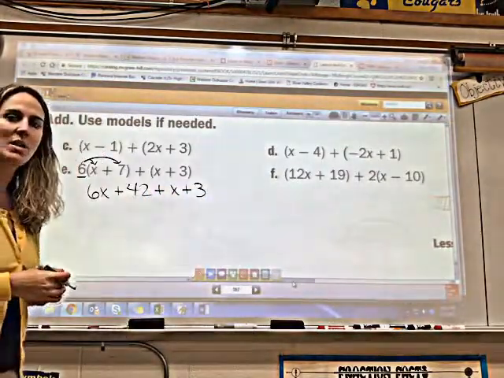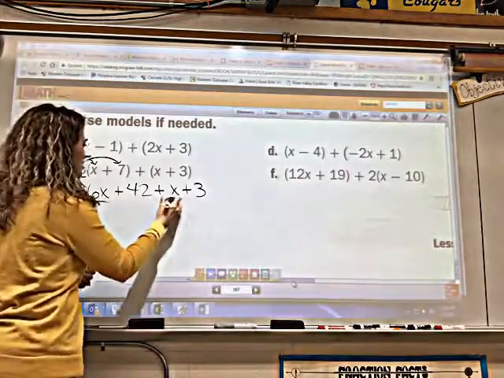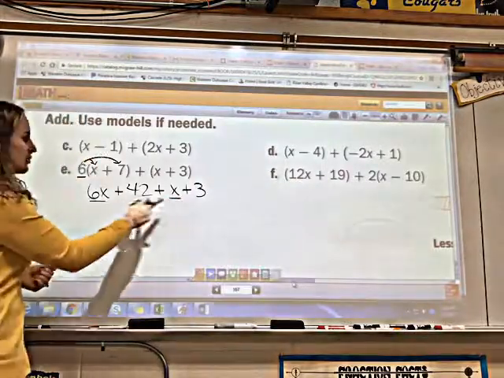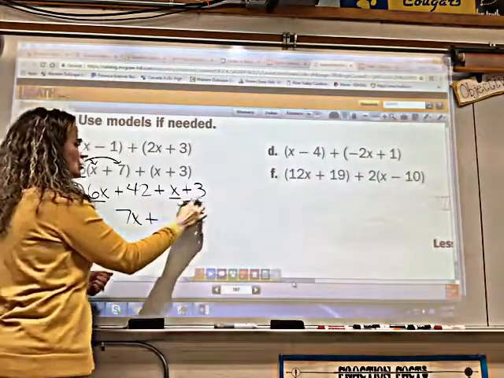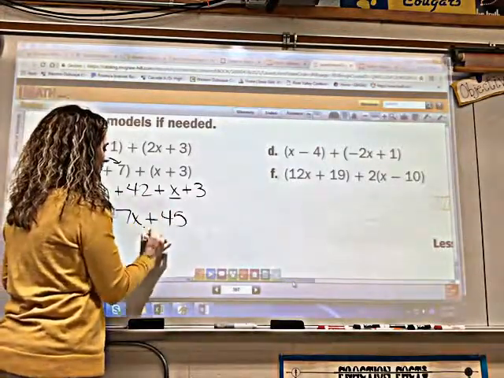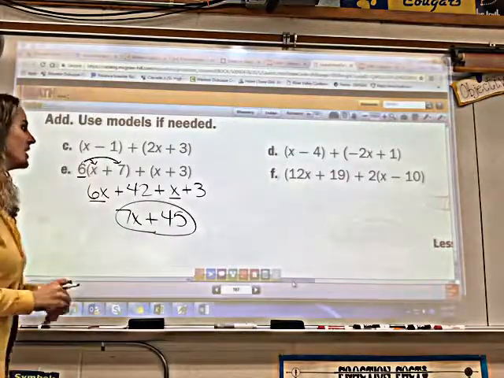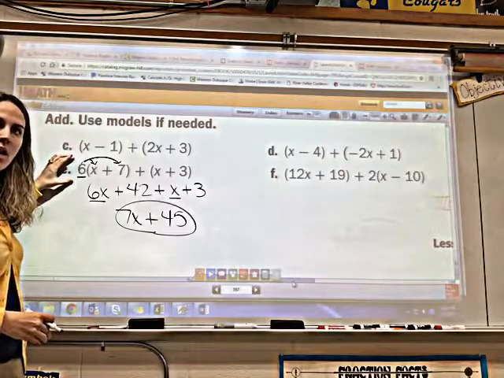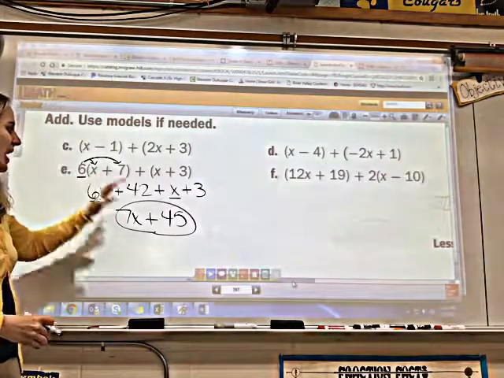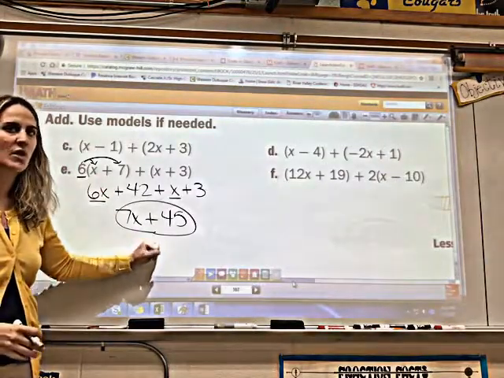Now I can combine my like terms. I have 6 x's and 1 x there. 6 plus 1 would give me 7 x's. Plus, and then 42 plus 3 would be 45. So in simplest form, these original expressions where we were adding them would equal 7x plus 45.